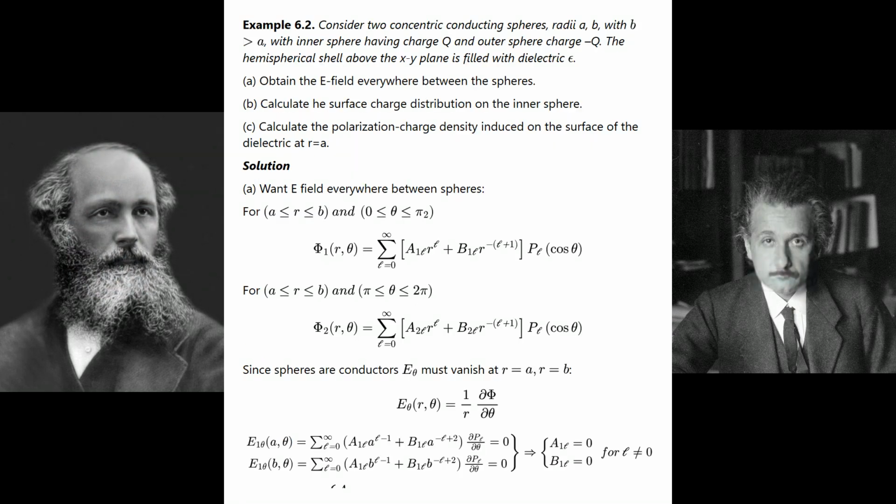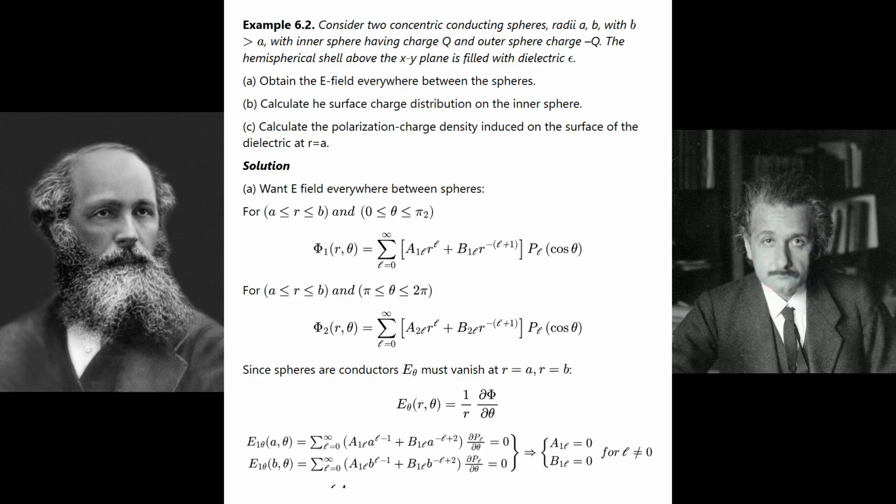Example 6.2. Consider two concentric conducting spheres, radii a and b, with b greater than a, with the inner sphere having charge q and the outer sphere charge -q. The hemispherical shell above the xy plane is filled with dielectric epsilon. A. Obtain the E field everywhere between the spheres. B. Calculate the surface charge distribution on the inner sphere. C. Calculate the polarization charge density induced on the surface of the dielectric at r equals a.